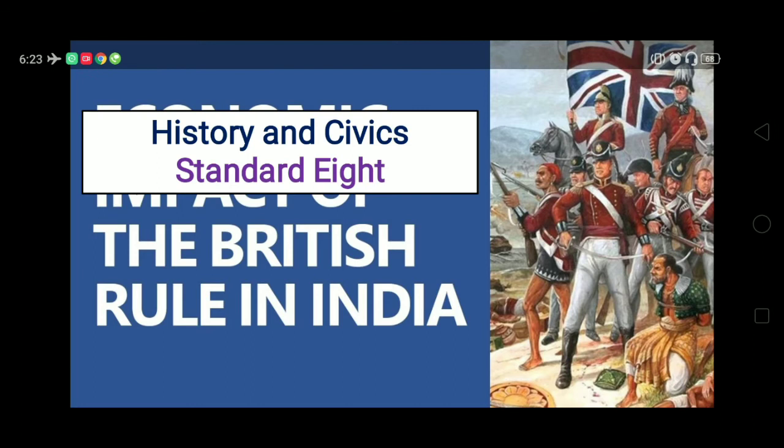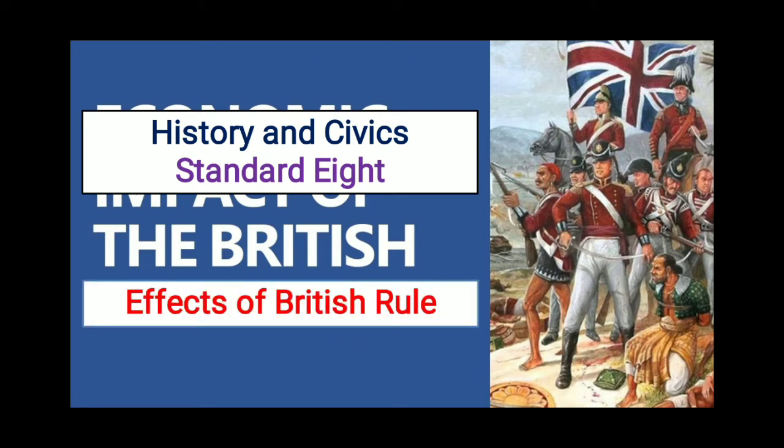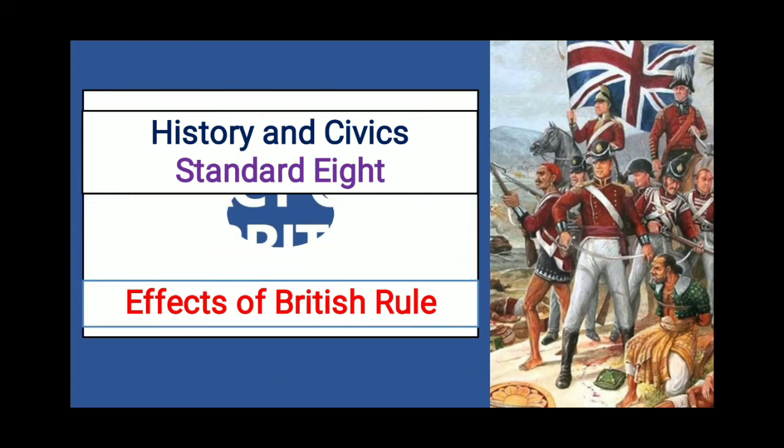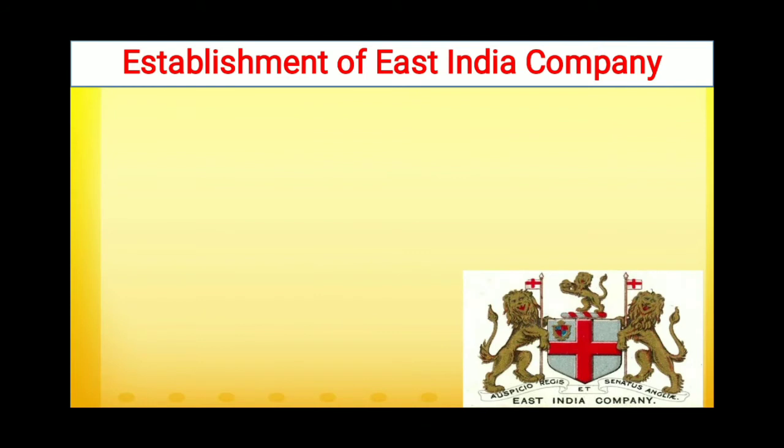Today our session is for Standard 8, and the subject is history. The topic name is effects of British rule. In the last chapter of history, we learned about Europe and India. In this chapter, we are going to talk about the effects of British rule over India. And in this, the first point is establishment of East India Company.